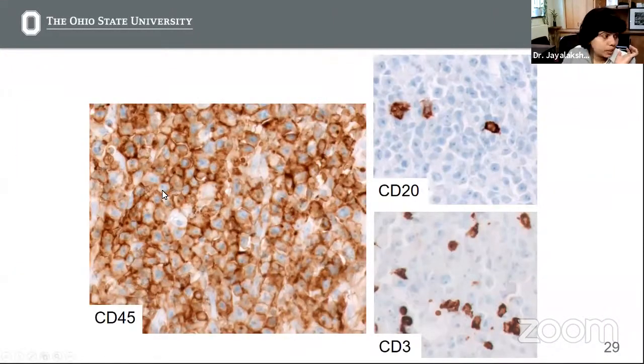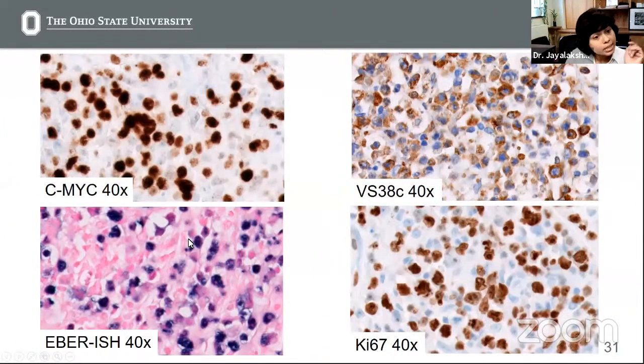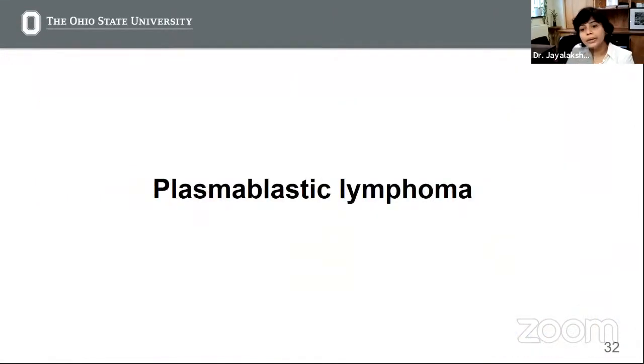The cells express CD45. They were CD20 and CD3 both negative. But they were positive for BCL2 and MUM1. They had cytoplasmic lambda light chain restriction. CMV is positive. They are positive for EBER. VS38C is positive and they show a very high proliferation rate with Ki67. So you are all correct. It is a plasmablastic lymphoma.